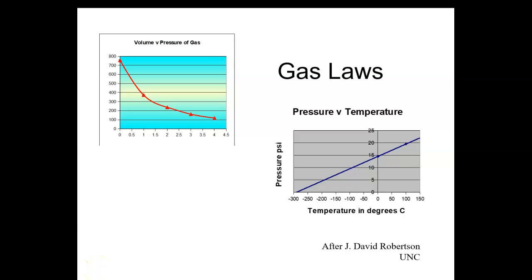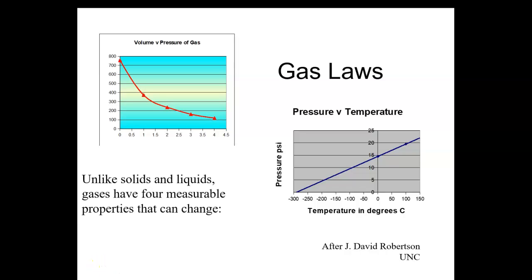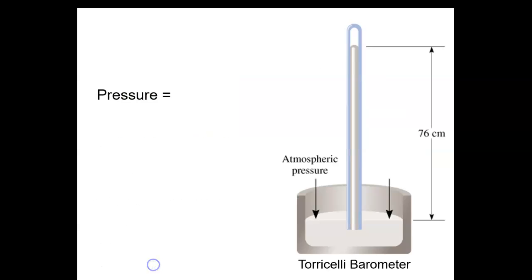This is part 1 of our AP class treatment of the gas laws. Unlike solids and liquids, gases have 4 measurable properties that can change: their pressure, their volume, their temperature, and amount, number of moles, which is why when a balloon leaks, it loses volume. So we're going to need to talk about all 4 of those.